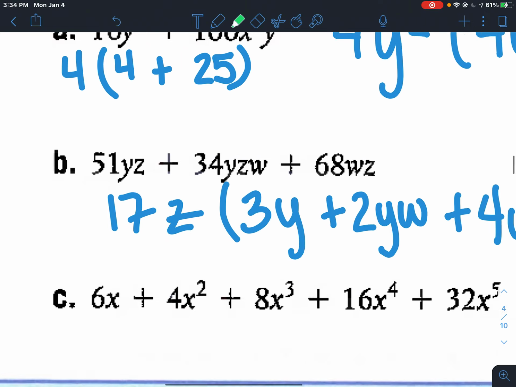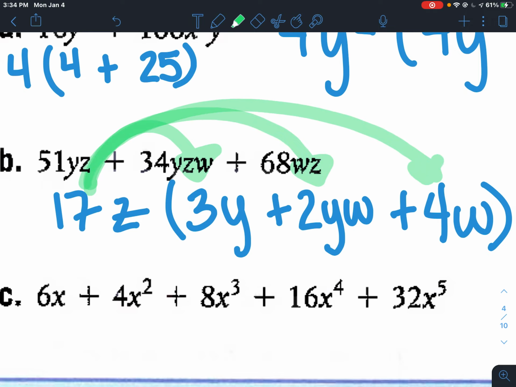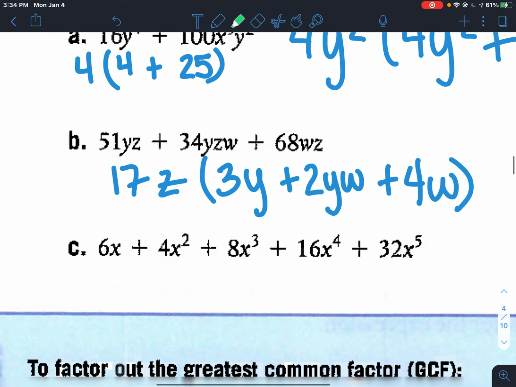And then in parentheses, I'm going to write what's left. I have a 3y left after I divide 17z, and then I have a 2yw and a 4w. If you wanted to check your work, you could always redistribute this to make sure that you have this as your final answer. So, like working backwards, see if you get the answer again.